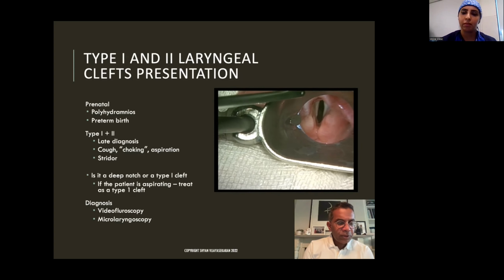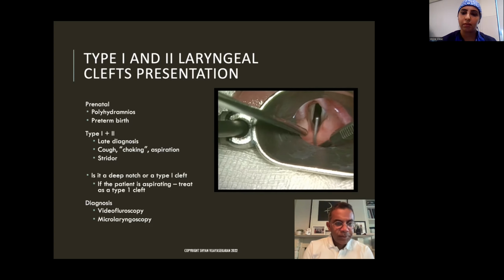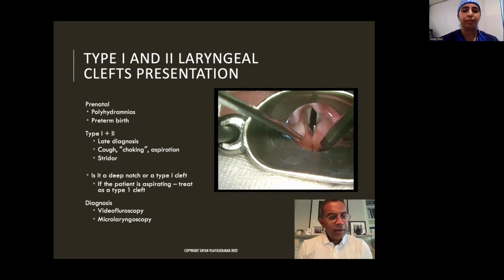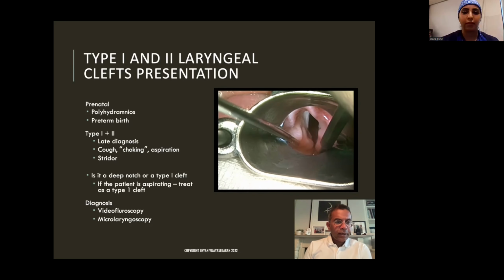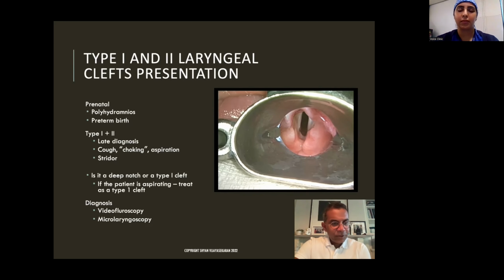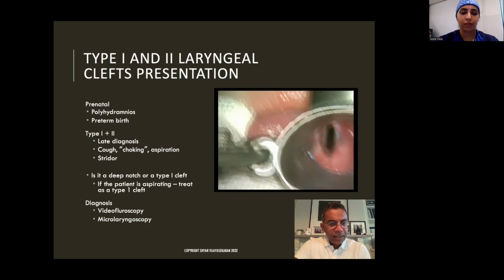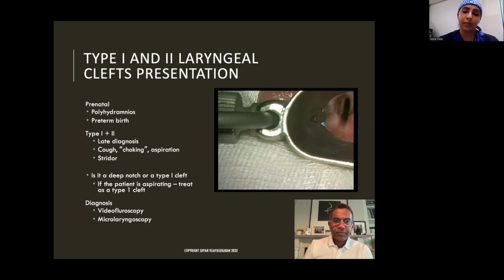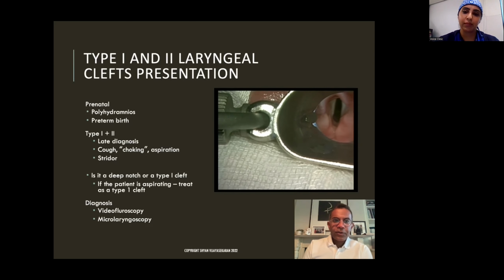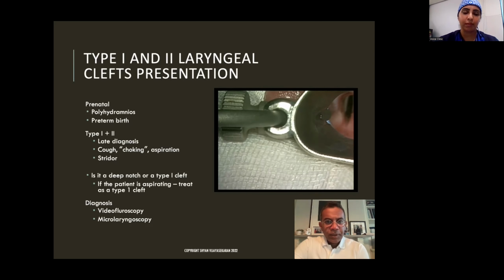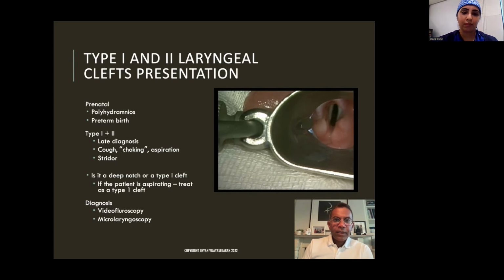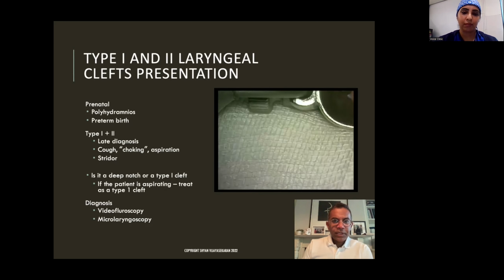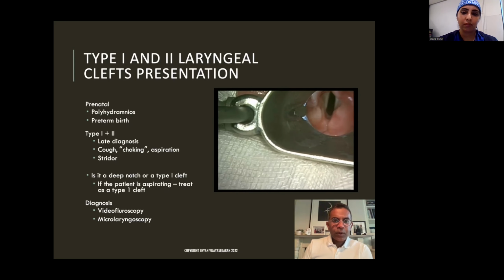When is a deep notch a type 1 cleft? In our patient population, if the patient is aspirating, we will treat them like they have a type 1 laryngeal cleft. The diagnosis is made on history, examination, video fluoroscopy, FEES studies, and a microlaryngoscopy is performed to confirm the diagnosis. The FEES study, as you know, is when a patient under endoscopic evaluation performs a swallow study using dye in their feed to assess if there is any aspiration or any dysphagia.